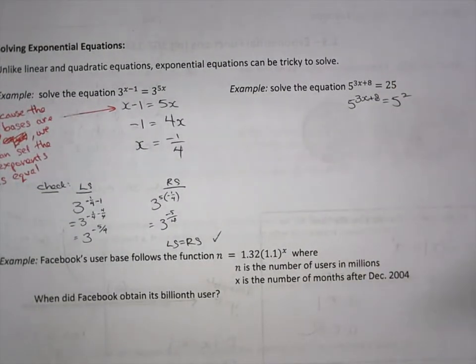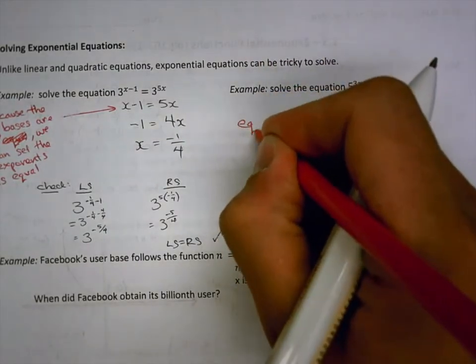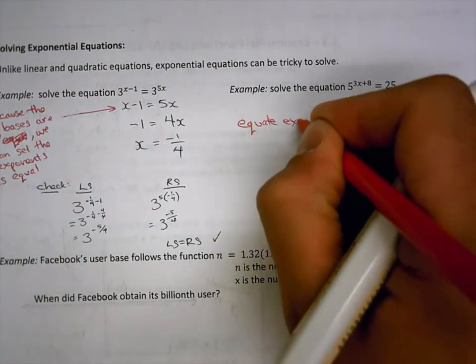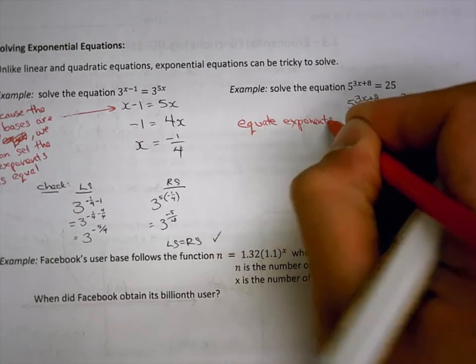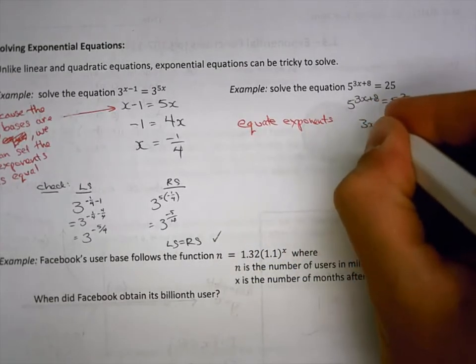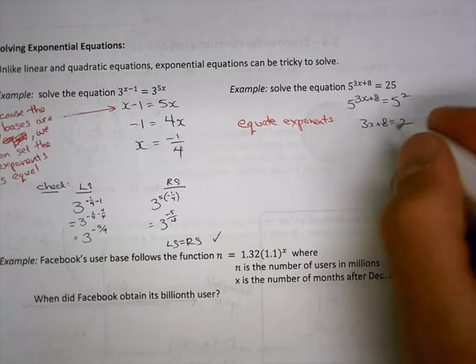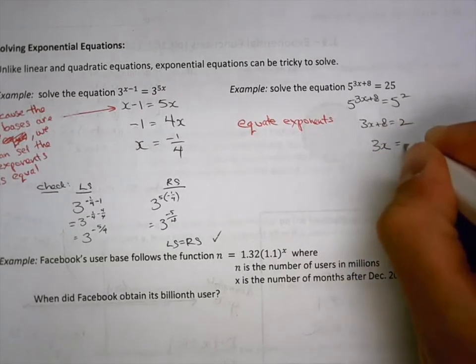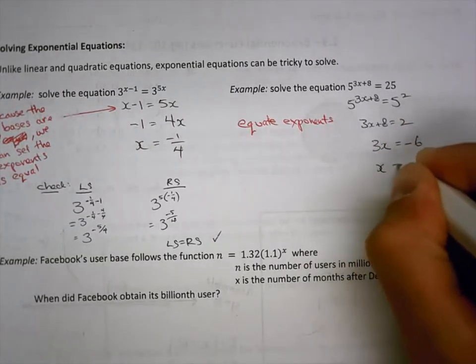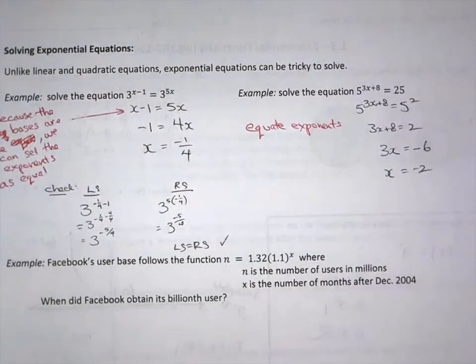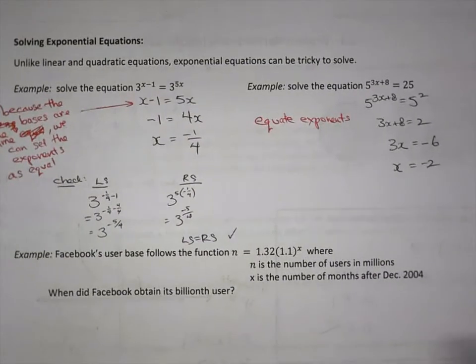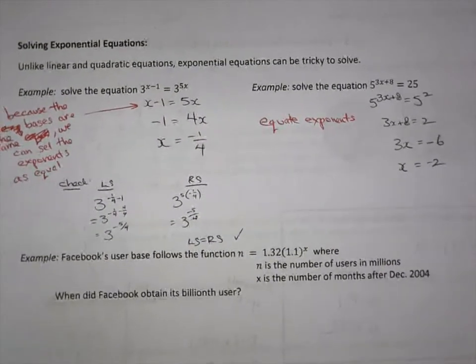Now I can equate the exponents. And now I have a solution. x is equal to negative 2. So solving exponential equations is possible using this nifty trick when the bases are the same. Let's do a word problem now.